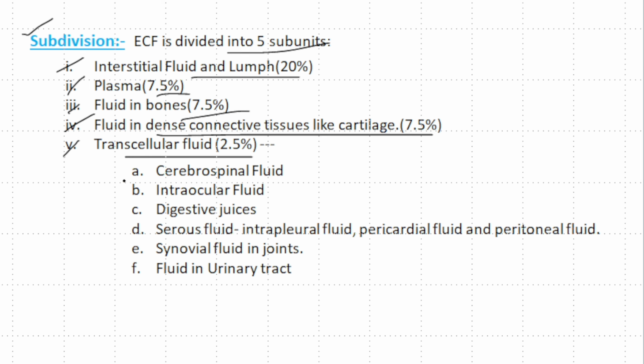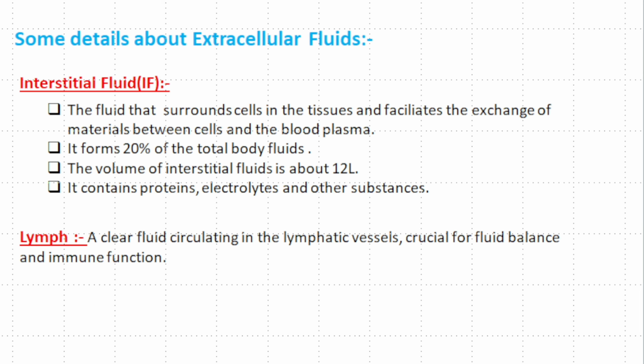Transcellular fluid includes cerebrospinal fluid, intraocular fluid, digestive juice, serous fluid, synovial fluid in joints and fluid in the urinary tract. The serous fluid includes intrapleural fluid, pericardial fluid and perineural fluid. Then there are some definitions of extracellular fluid.